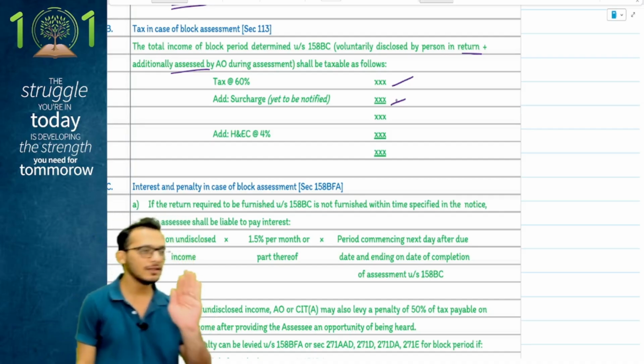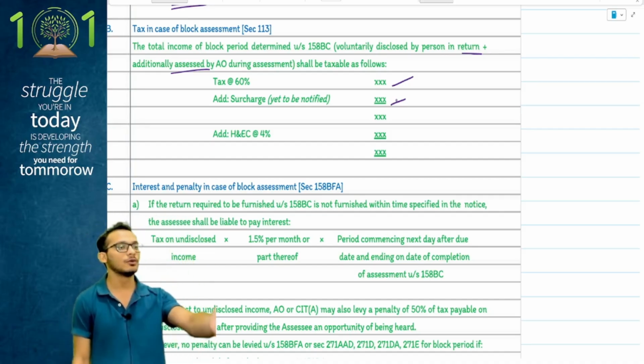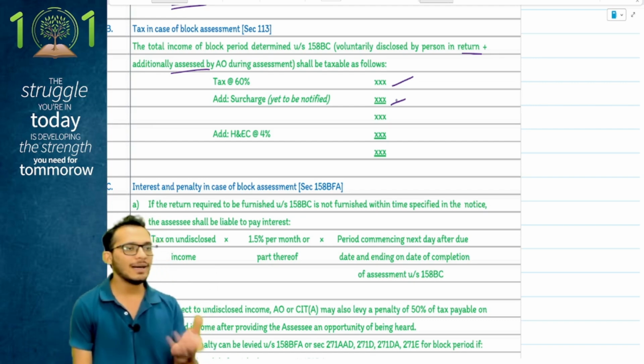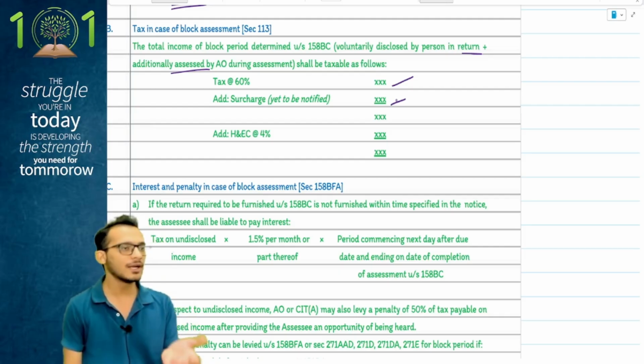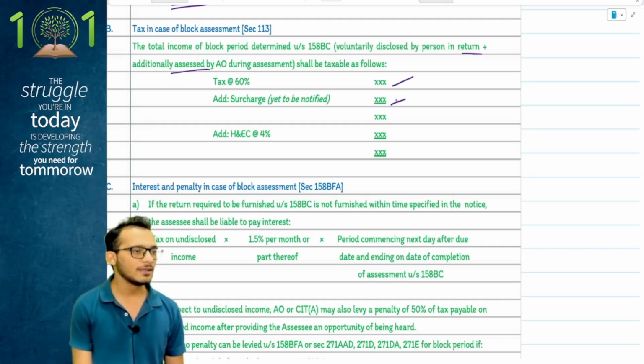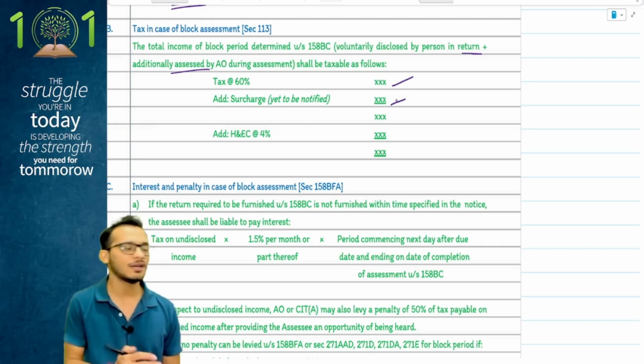The Income Tax Act says in the section, surcharge as notified by the board, which has not yet been notified. By the time your exam comes, surcharge should get notified. Once it gets notified, I will inform it to you. My gut feeling, it will be 25, same as unexplained income, but it is not clarified, so let's not work on it.